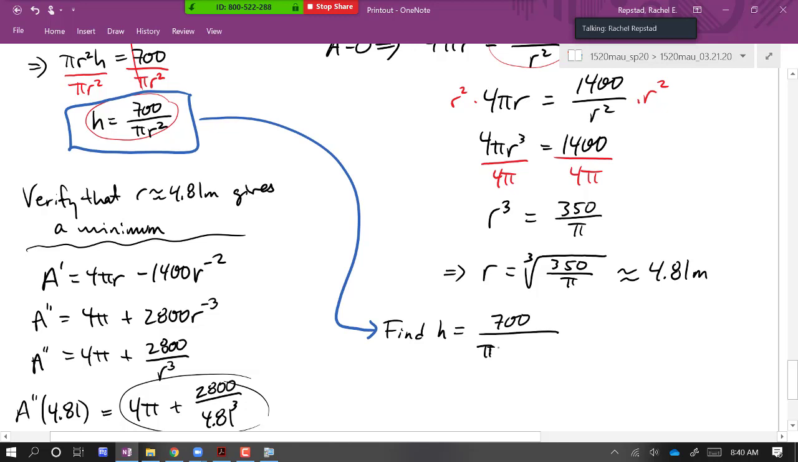So pi r squared, rather, so that would be 350 over pi to the 2/3, right? So it's the cube root and I'm squaring it. The cube root means it's a 3 in the denominator, and I'm squaring it, so it's a 2 in the numerator of the exponent, and we can get an approximation. Or you can put in 4.81 as an approximation, throw that in your calculator.